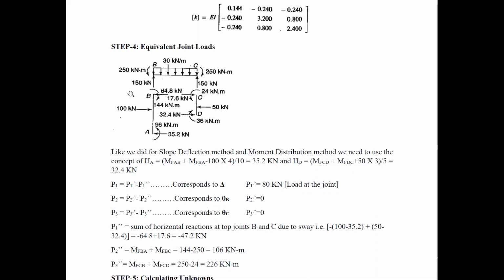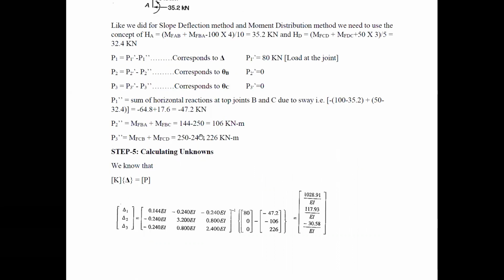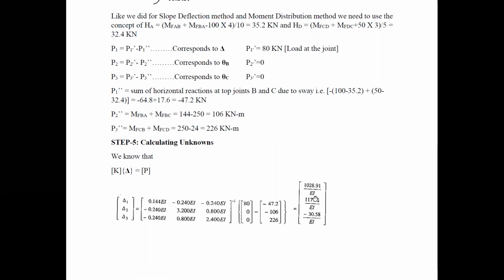And the sum of horizontal reactions at joint B will be, as I said earlier, away from the direction of the sway is negative. So minus 64.8 plus 17.6, and this is P1 double dash. P2 double dash is the equilibrium condition at joint B, that is MFBA plus MFBC. And P3 double dash will be MFCB plus MFCD, the fixed end moments. Once we obtain the equivalent joint loads, we need to calculate the unknowns. Unknowns are calculated using the expression K delta is equal to P, and delta is equal to K inverse P, and we get the values of delta, theta B and theta C.